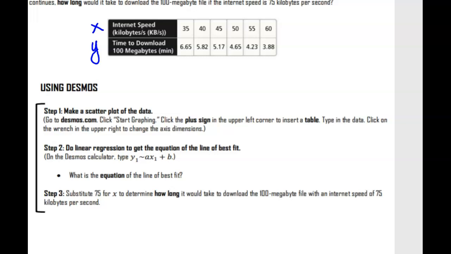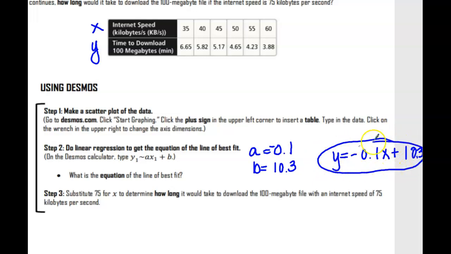We write down our A and our B. So our A is going to be negative 0.1, and our B is 10.3. So we can write our equation as y is equal to negative 0.1x plus 10.3. All right, so there it is. That's the equation of the line of best fit.